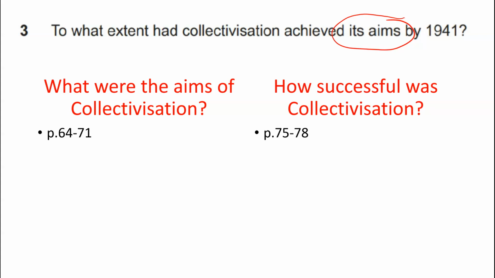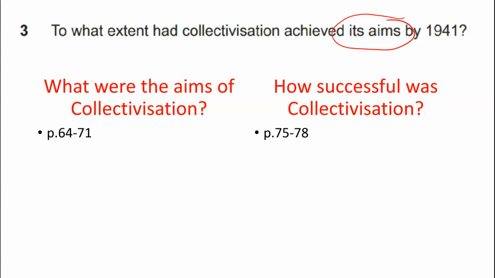Then you need to think about the achievements of collectivization. In other words, how successful was collectivization? You've got loads of really dense information in there as well. Think about different measures for collectivization. Think about success as grain production and grain supply. There is a difference there. Think about how much was being produced compared with how much was being supplied to the towns and cities.